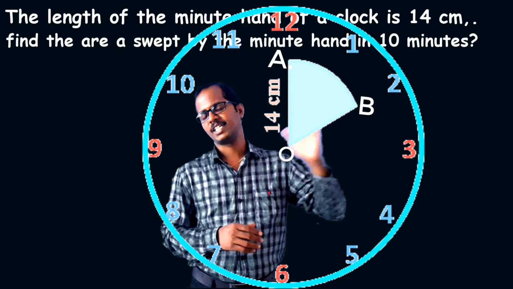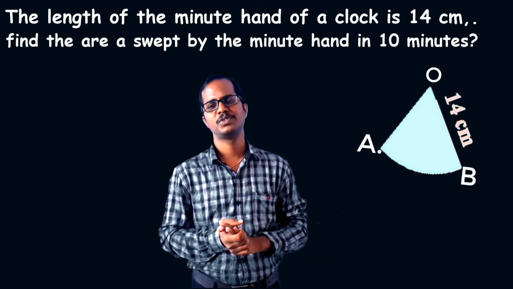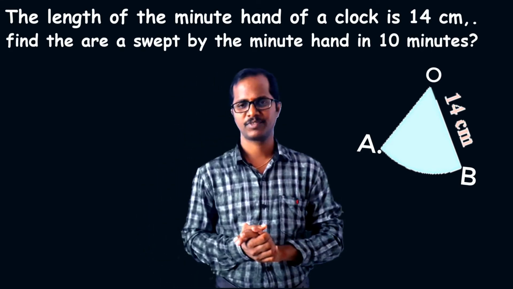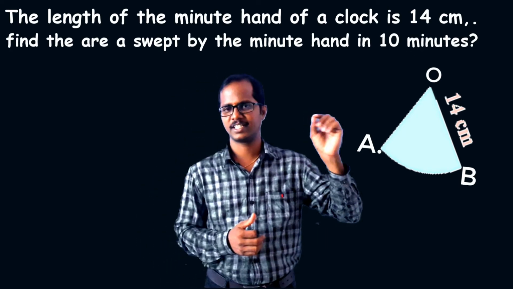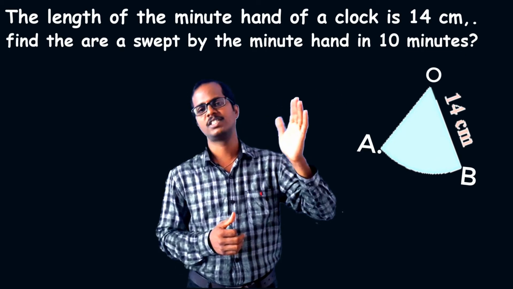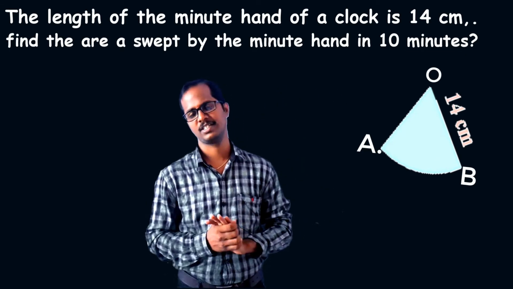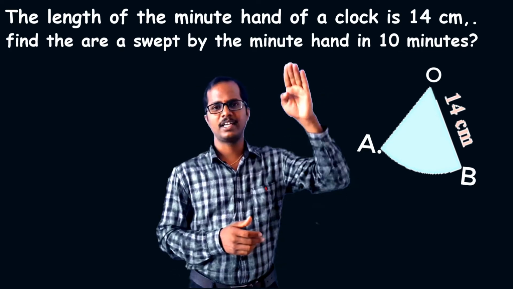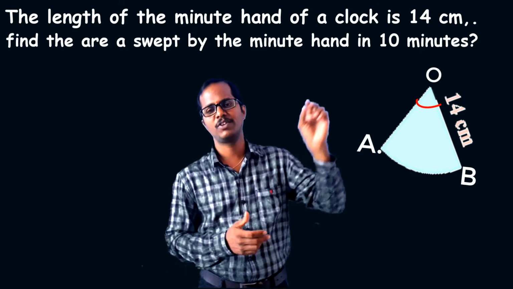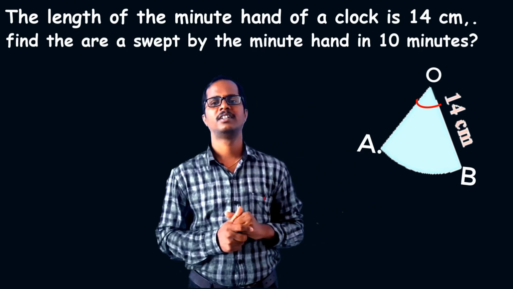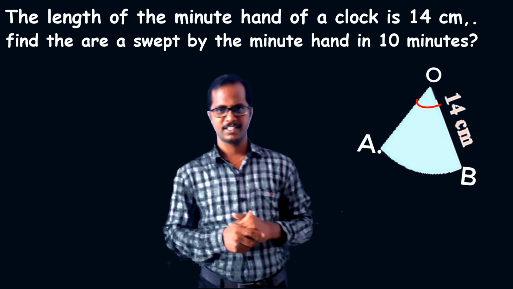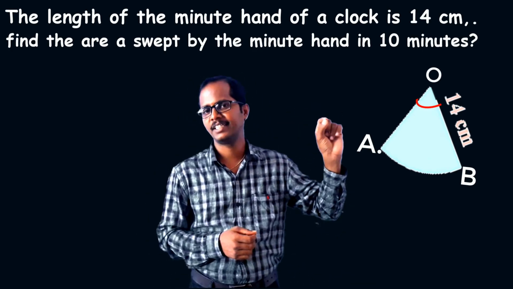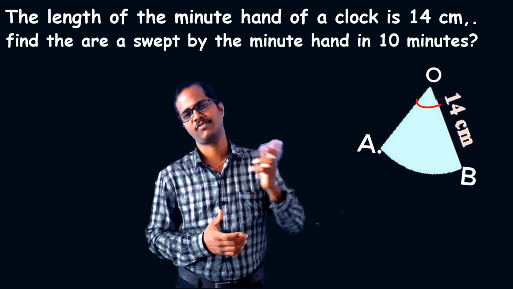To find the area of a sector, first we need to know the sector angle and the radius of the sector. So here we have the radius of the sector, that is OA or OB, which is equal to 14 centimeters. Now we need to know the sector angle, that is angle AOB. Now can we know the angle AOB here? Yes. We need to find the angle that is made by the minute hand in 10 minutes.